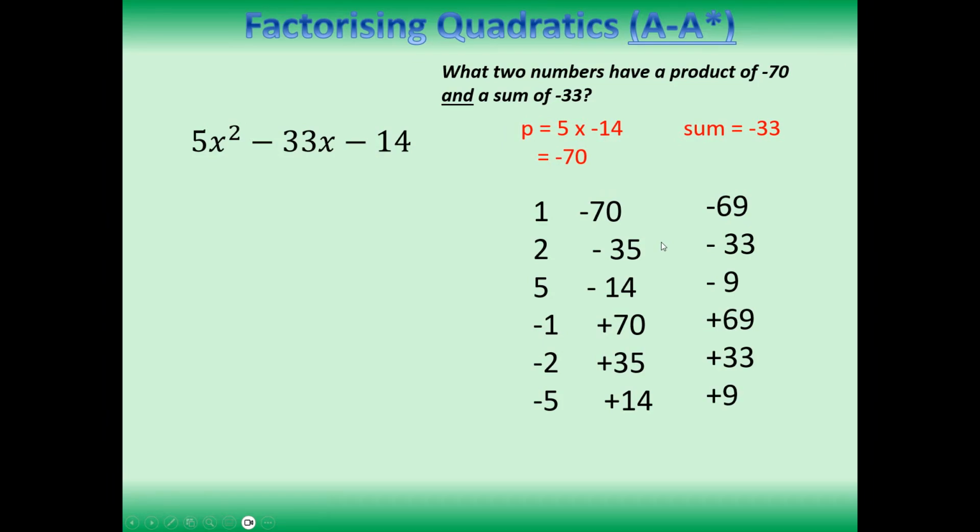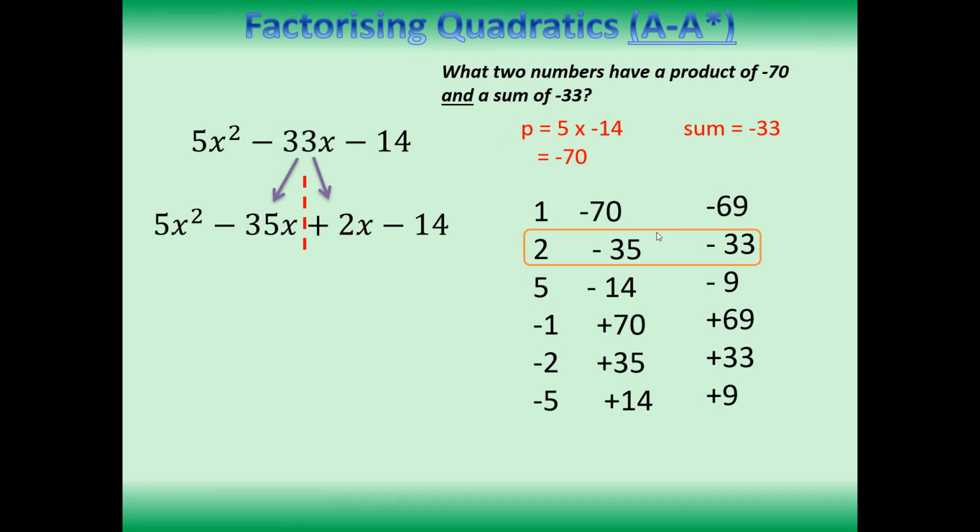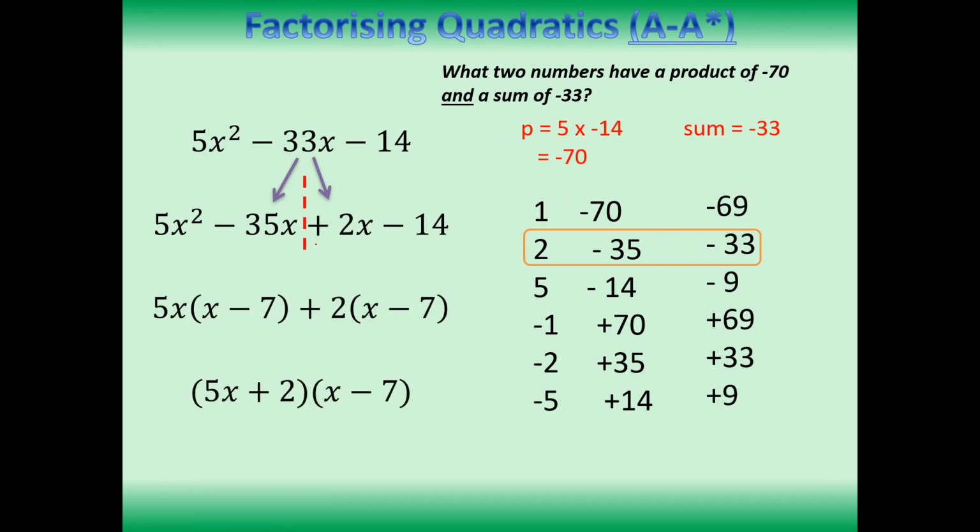So then you pick out the pair that will help us. You can write it like so. You factorize each side of the imaginary wall, factorizing these two pairs and factorizing these two terms, and then finally collecting the brackets like so.